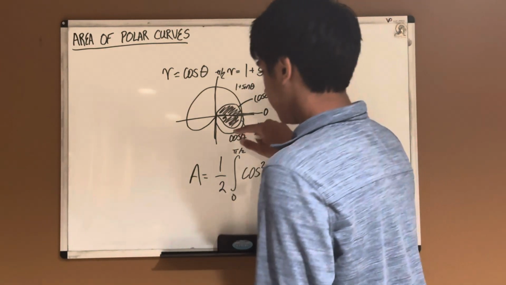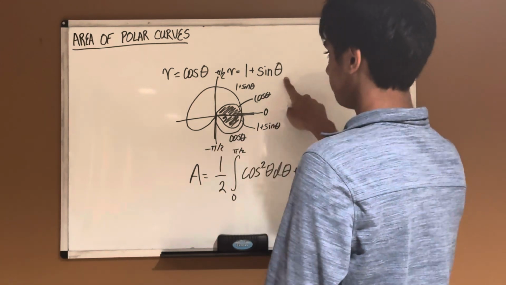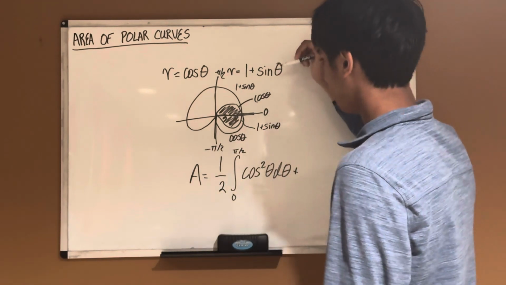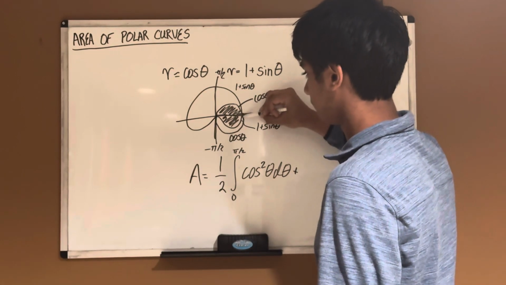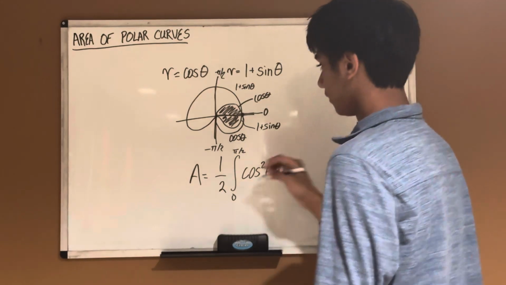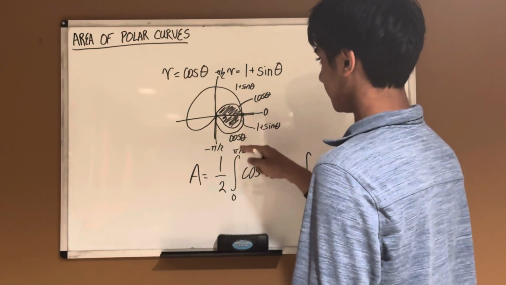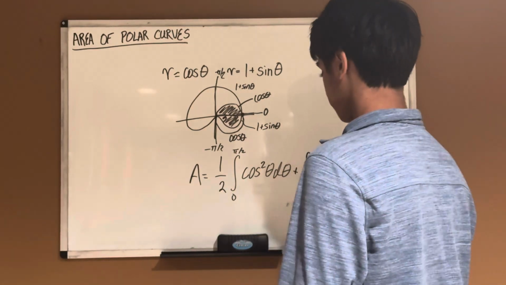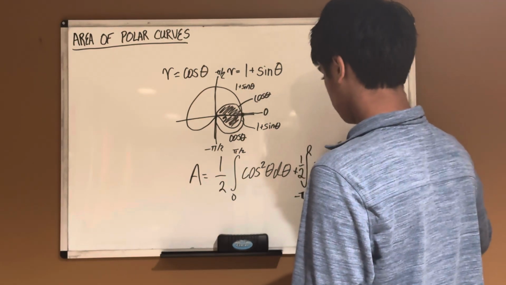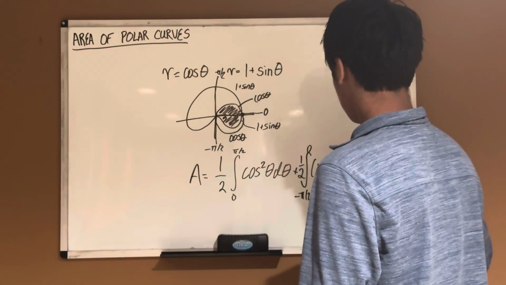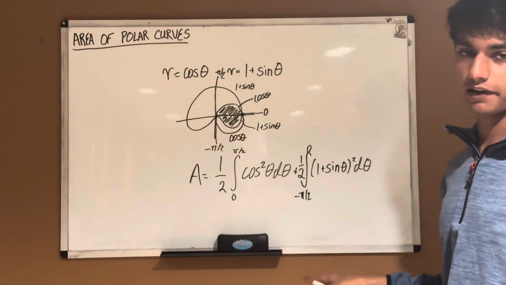And then our second one is for the 1 plus sine theta curve from negative pi over 2. At negative pi over 2, sine equals -1, and therefore r equals 0, so it's right here. And then to 0, where it goes here and equals 1. So therefore we want to find, from negative pi over 2 to 0, the area of the 1 plus sine theta curve, like so. And that's our final answer.